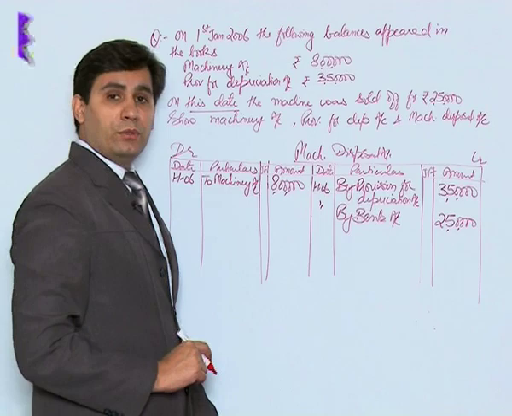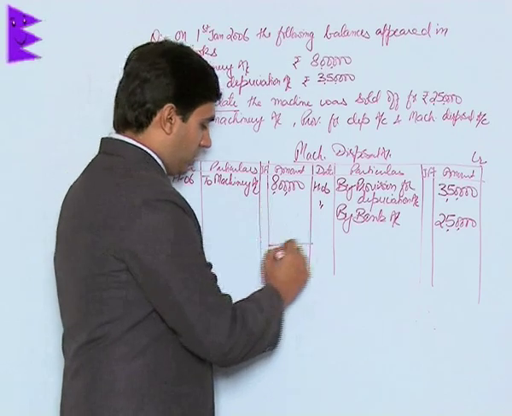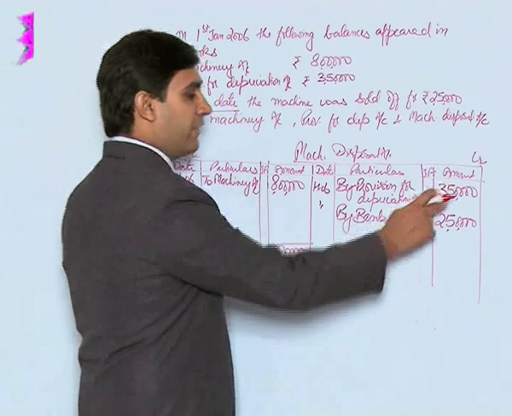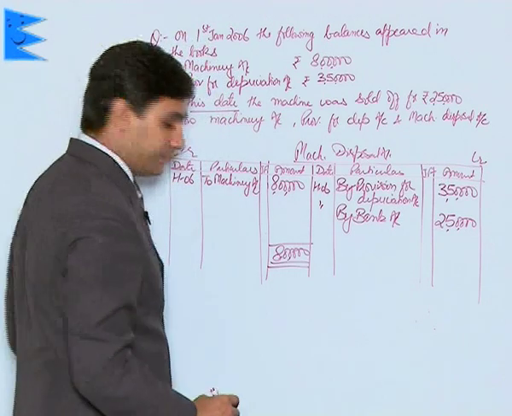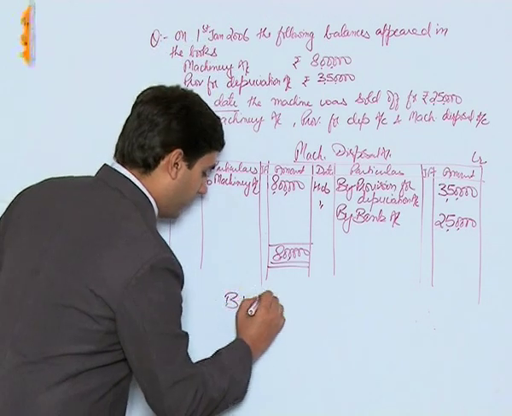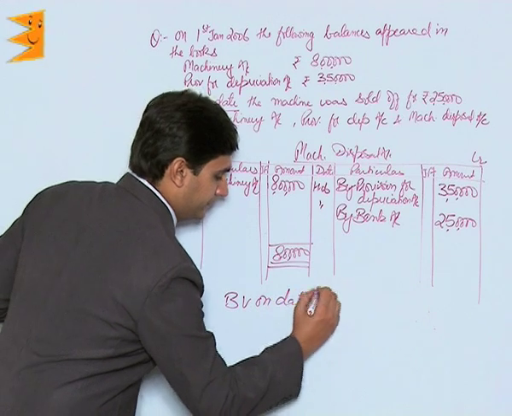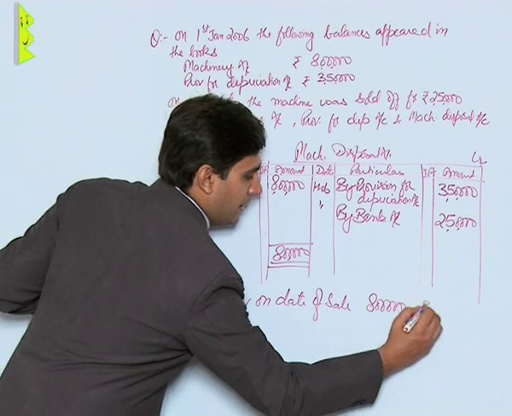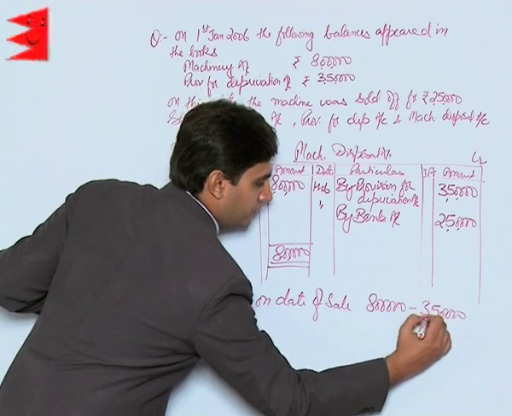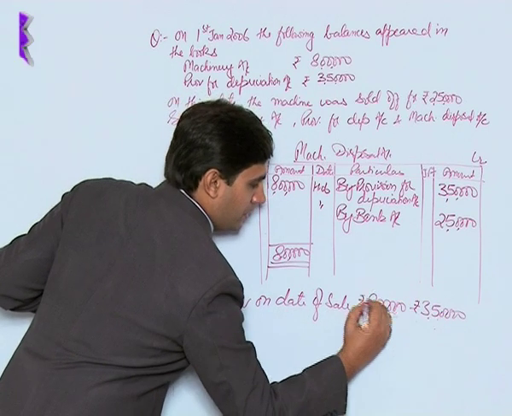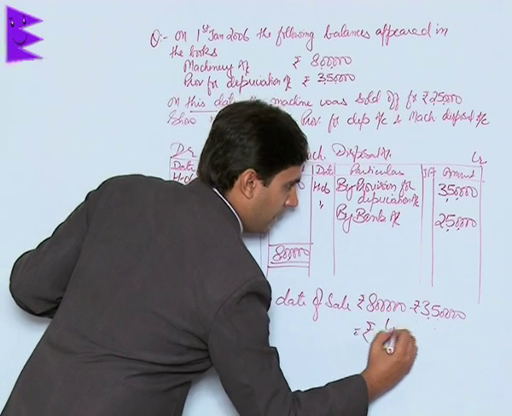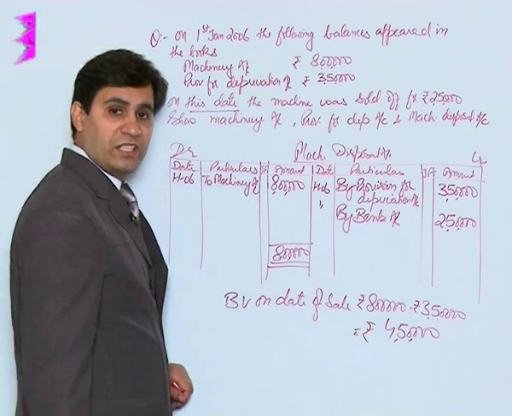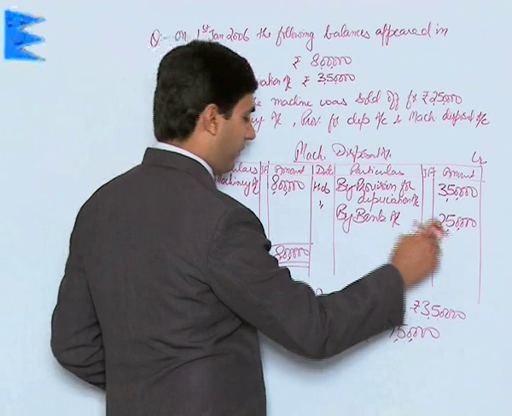Now students, let us calculate the profit and loss. The cost of this asset was rupees 8 lakh. 3 lakh 50,000 is the depreciation till date. That means book value on date of sale is 8 lakh minus 3 lakh 50,000 and it comes to rupees 4,50,000. An asset worth rupees 4,50,000 has been sold for rupees 2,50,000.